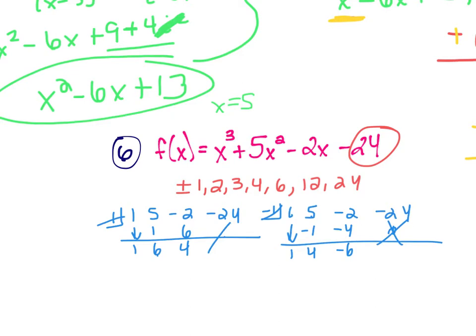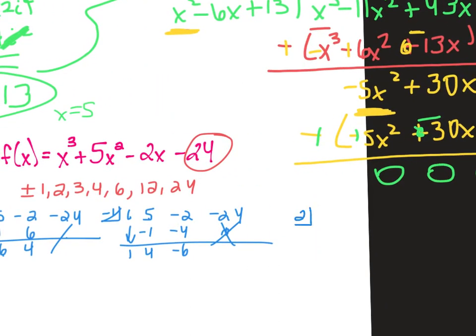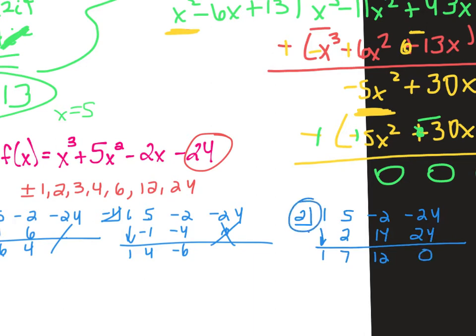Okay, so let's try 2. Again, my coefficients are 1, 5, negative 2, negative 24. So I bring down my 1. 1 times 2 is 2. 5 plus 2 is 7. 7 times 2 is 14. 14 and negative 2 is 12. 12 times 2 is 24. Negative 24, positive 24, 0. So x equals 2 is one of my answers.